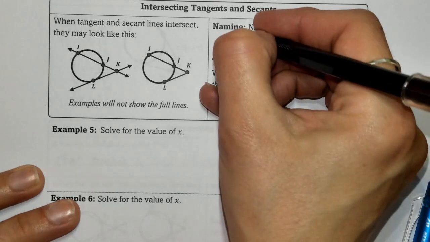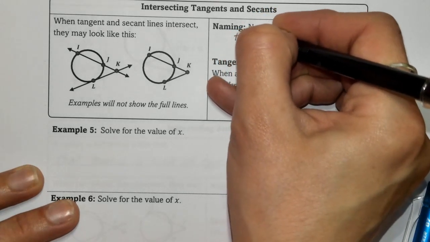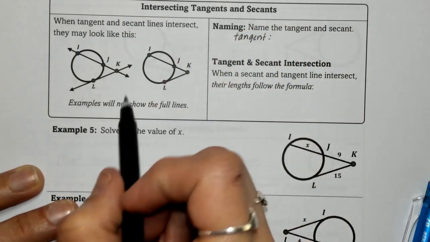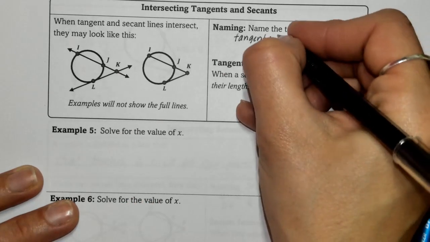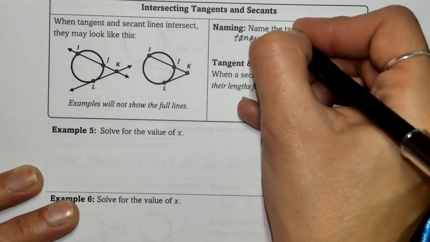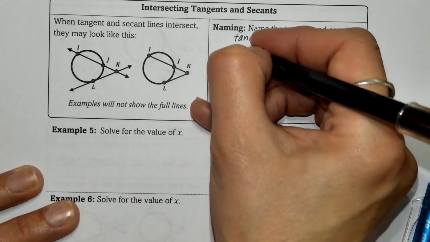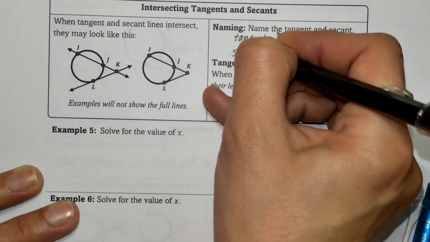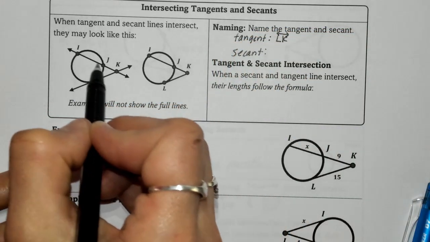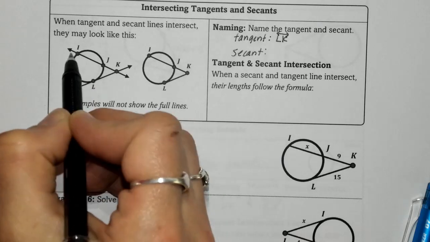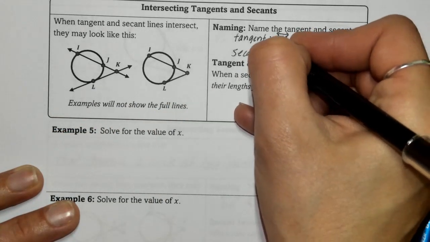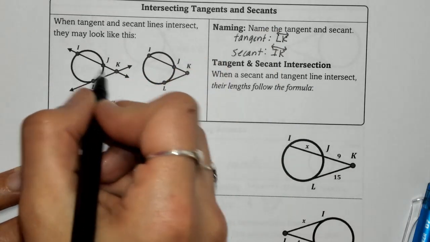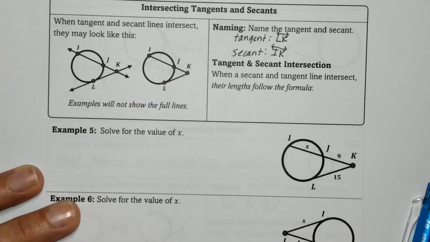Well, here the tangent is going to touch, barely touch. So over here we're looking at line LK. It barely touches, just at one point. And the secant is going to slice through. Secant slices. So we have line IK. And again, you can use any of those 3. You can use any 2 of these 3 points on that line.